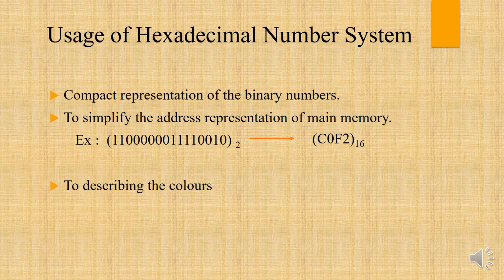So come to the next point, describing the colors of web pages. Hexadecimal number system is used for describing the colors of web pages. So these are the major uses of hexadecimal number system. Alright, so till now we have covered decimal number system, binary number system, octal number system and hexadecimal number system. Now from the next session we will start the conversions.